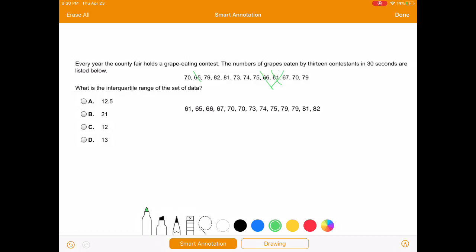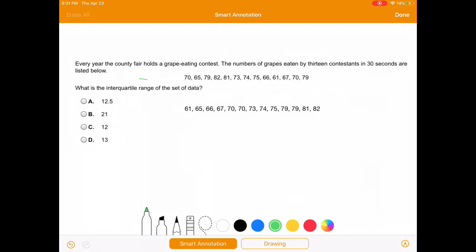And then just to double check, I know that there are 13 contestants, so I would count to make sure that I had 13 numbers. 1, 2, 3, 4, 5, 6, 7, 8, 9, 10, 11, 12, 13. And if I didn't have 13, I would go back and double check to make sure that I did.